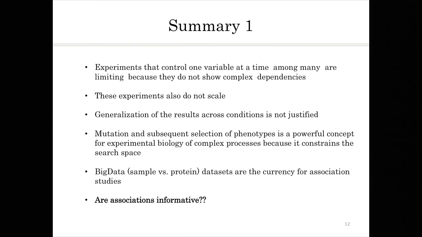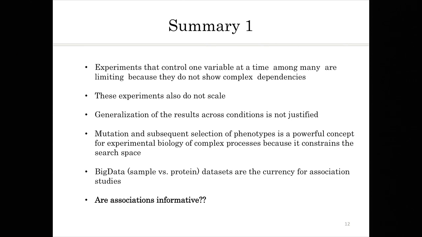Experiments that control one variable at a time, among many, are limiting because they do not show complex dependencies. This is the classical experimental approach, where everything is kept constant and you introduce one variable. These experiments also do not scale. Generalization of results across conditions is not justified, because we would always have to specify under what conditions the result was obtained. And the mutation and subsequent selection of phenotypes is a powerful concept for experimental biology of complex processes, because the selection constrains the search space.